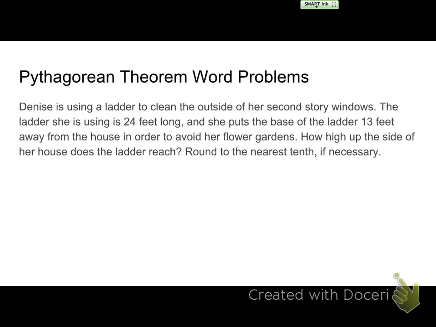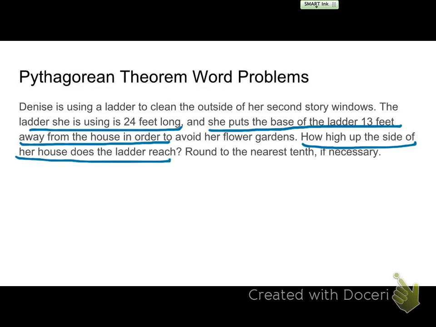Okay, so I need you to follow along with what I'm doing. I'm going to underline important information that I need. We're talking about a ladder that is 24 feet long, and the base of the ladder is 13 feet away from the house because she wants to avoid her flower garden. We want to know how high up the side of her house the ladder reaches. Well, we're talking about a house, right?